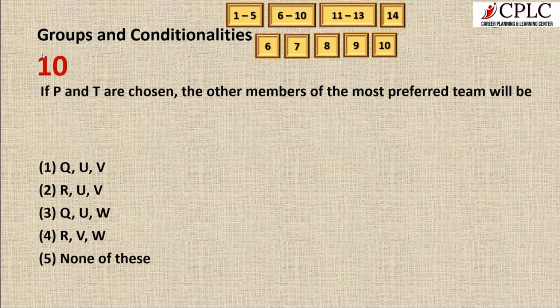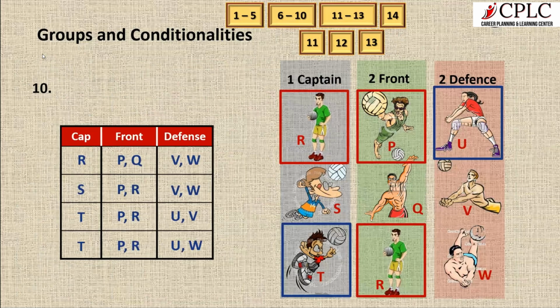Moving to the next question, if P and T are chosen, the other members of the most preferred team will be. So if we choose P and T, we have to select the other members of the most preferred team. So we have to go with the third and the fourth possibility. If you observe, if P and T are there, then RUV and RUW are the most preferred team members. But RUW is not there in the options. Hence, we will select RU and V, that is option 2.